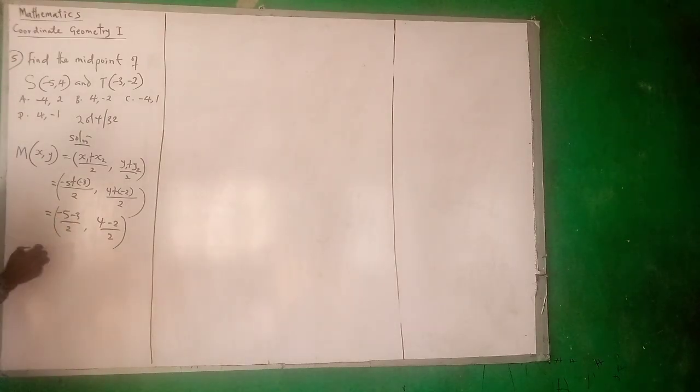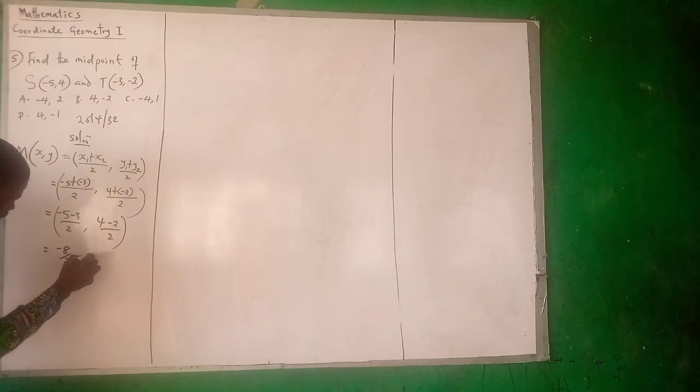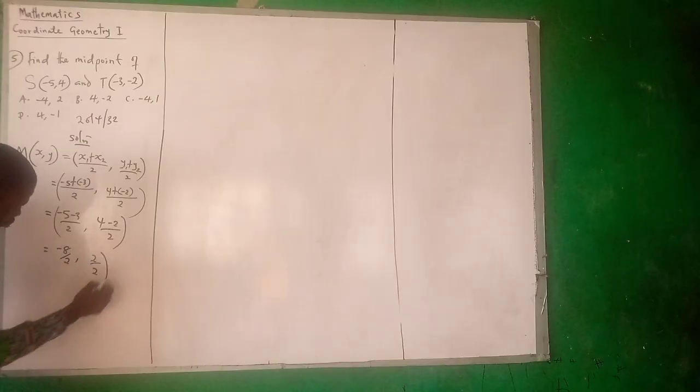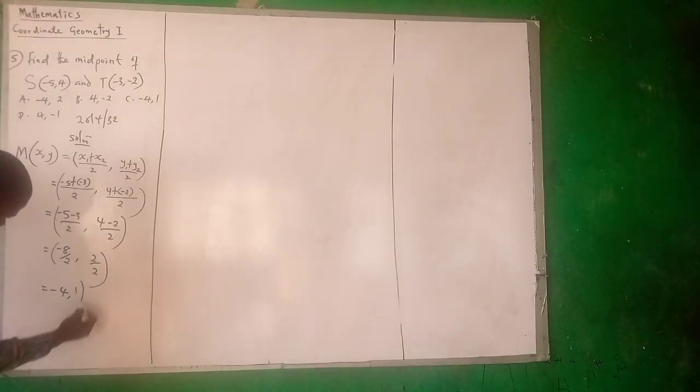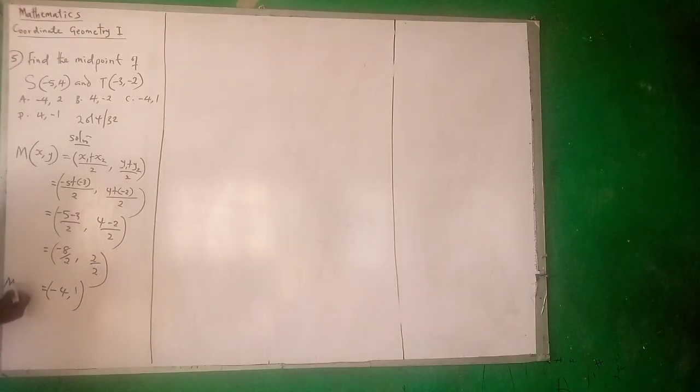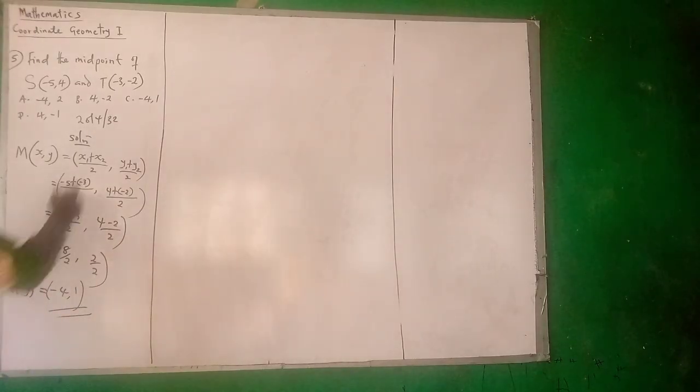Minus 5 minus 3 is minus 8. Then put your 2 over 2, 4 minus 2 is 2 over 2, right? And that will be minus 8 divided by 2 is minus 4. 2 divided by 2 is 1. So the coordinate M of S, T is equal to this. Which option? Option number what? C is the correct option. So next question.